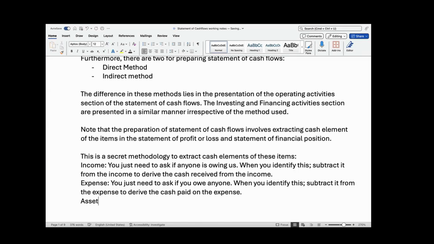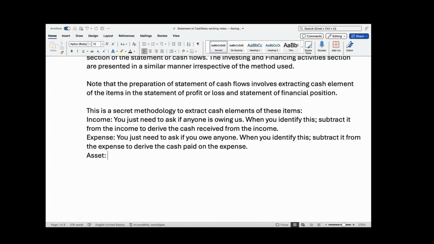When you have assets and you want to know, did I buy assets this year? Because assets, unlike income and expense that is a yearly thing, is a cumulative item. You carry it forward on a yearly basis. So what you need to identify in assets is whether you bought a new asset, or whether you sold any assets this year. That's how to extract cash elements in assets.